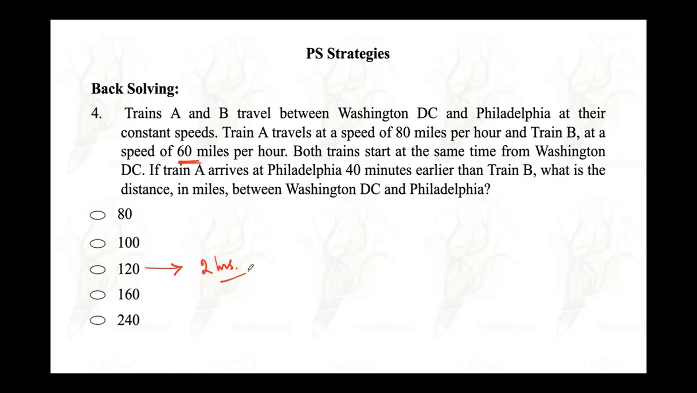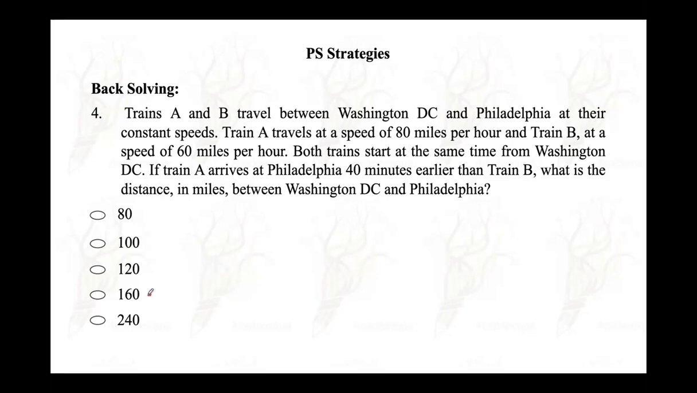And traveling at 80 miles per hour, I would have taken 1.5 hours, right? If you understand that, because 120 divided by 80, if you cancel it out, it is 3 by 2 hours, so 90 minutes. Therefore, the difference is 30 minutes. Wherein I actually need 40 minutes. And therefore, the distance cannot be lesser than 120. The distance has to be greater than 120. So if at all I had to move, I will move towards 160 and not towards 100 or 80.